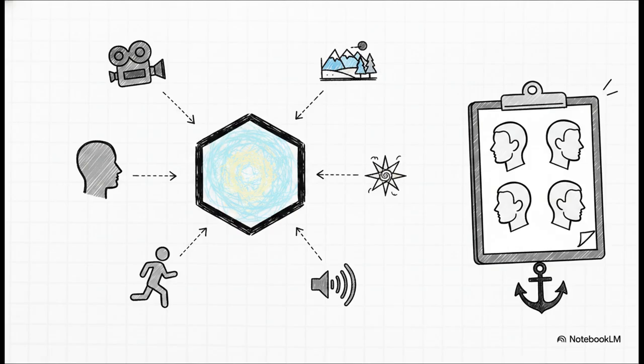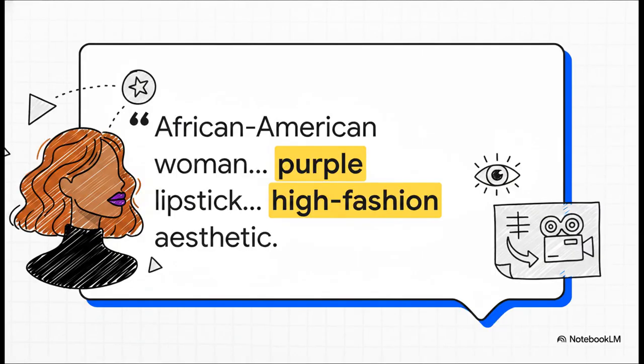Clarity is king here. And keep in mind, you've got to use multi-angle reference sheets as visual anchors to lock in your character's identity before you even start typing out that text prompt. Take a listen to this expert prompt example. African-American woman, long wavy auburn hair, purple lipstick, black velvet turtleneck, high fashion aesthetic, consistent facial features.